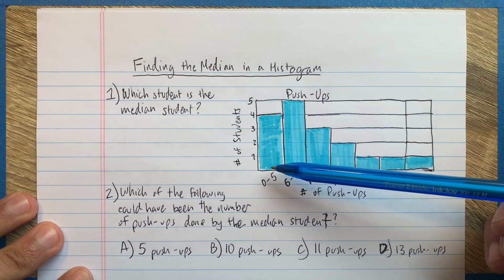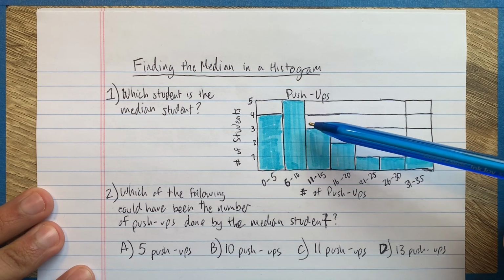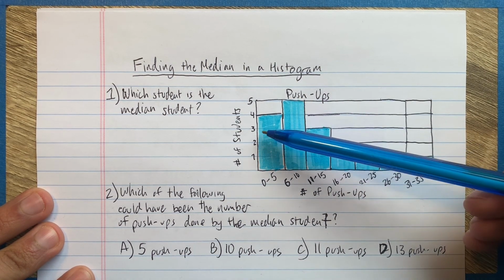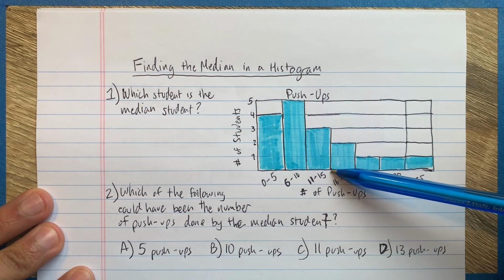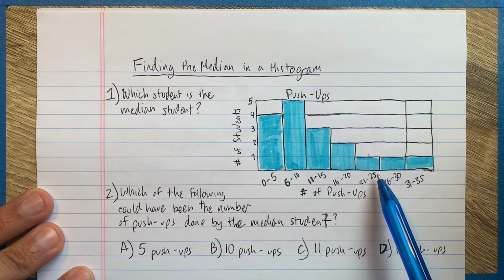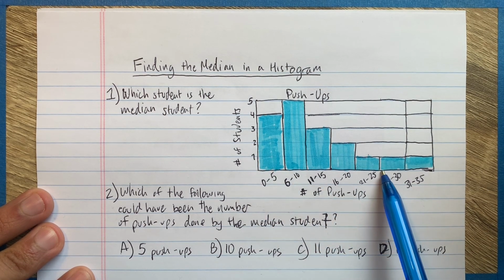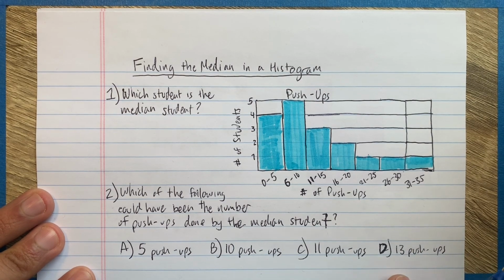We know that 4 students could do 0 to 5 push-ups. We know that 5 students could do 6 to 10 push-ups. 3 students could do 11 to 15. 2 students could do 16 to 20 push-ups. And then there was 1 student that could do some push-ups between 21 and 25. 1 student could do between 26 and 30. And 1 student could do between 31 and 35.